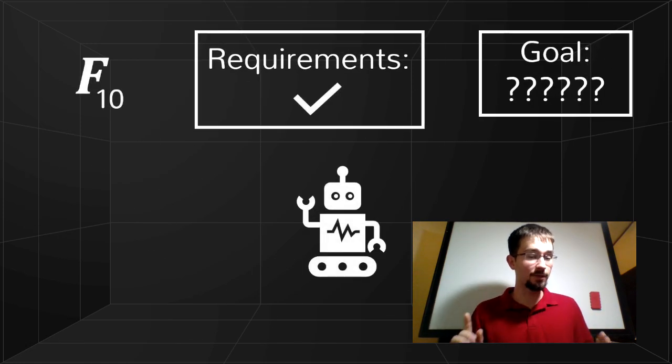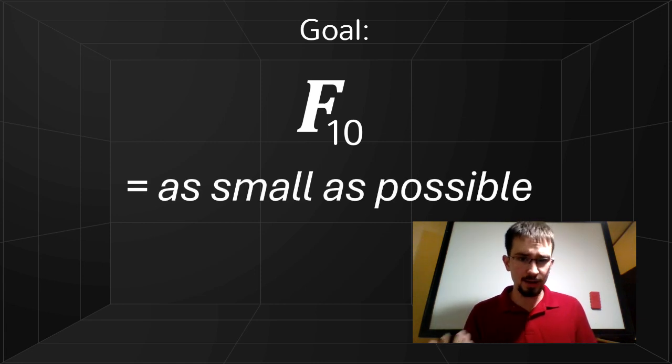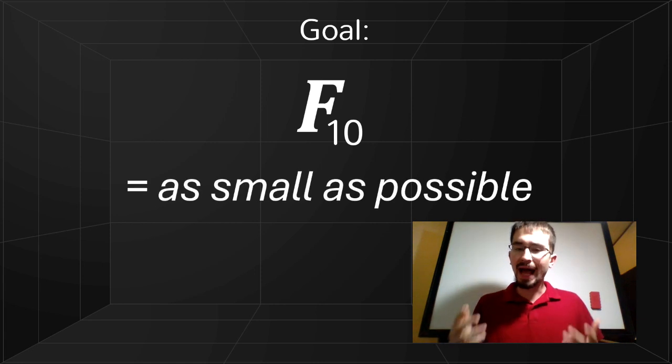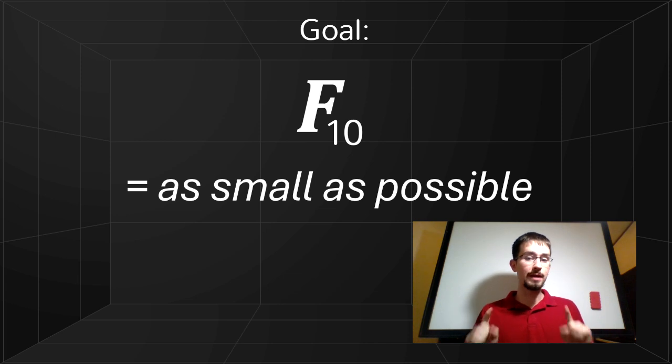Now with the requirements done, all that's left is our goal. However, here we run into a problem. We want to minimize f10, which is the product of a bunch of random primes. How in the world do we get a linear equation out of that? Well, there is an answer, and this is super cool in my opinion.